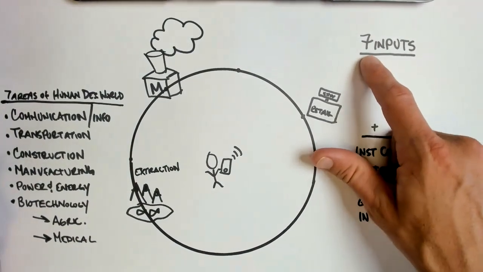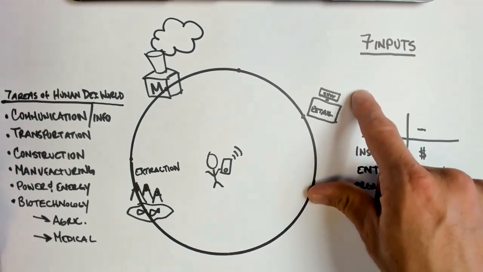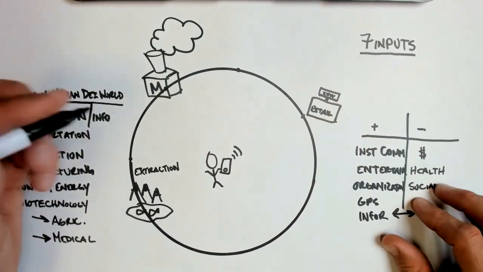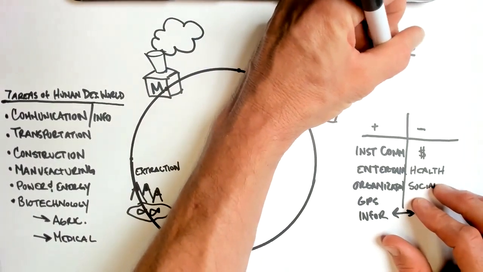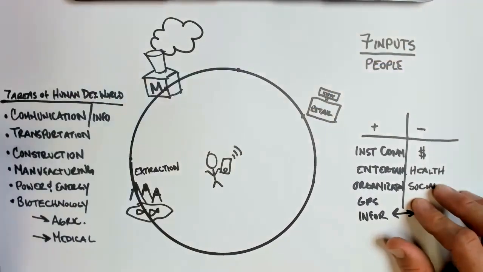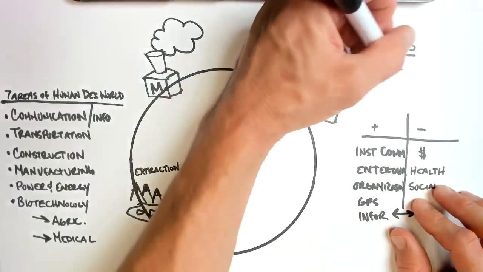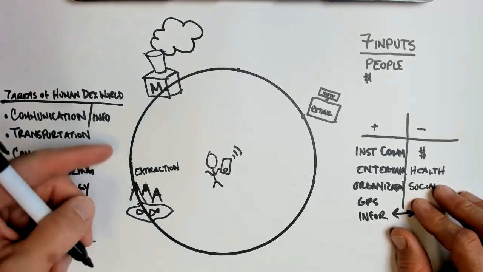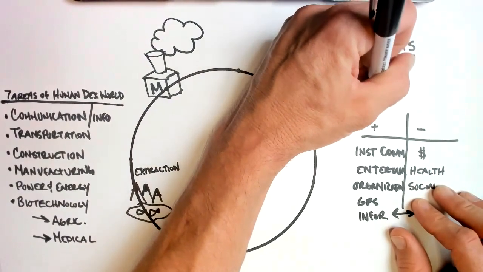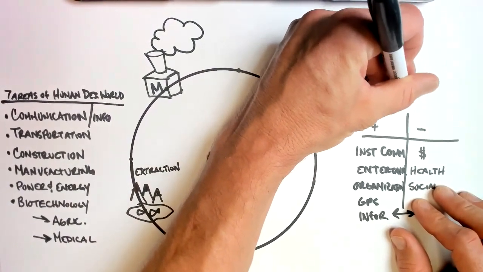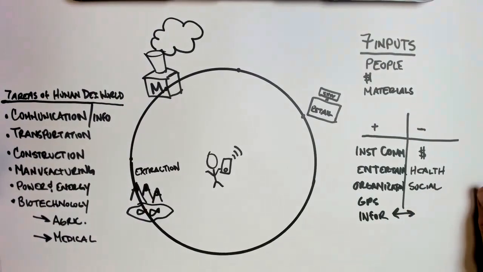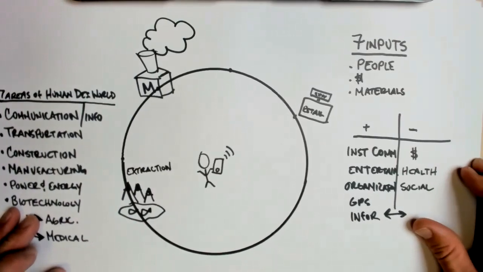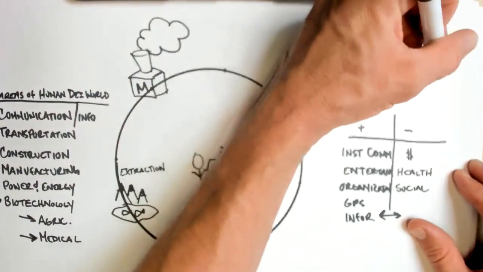But the inputs are the 7 categories of things that could be utilized, that will be necessary to produce a technology. So we know one of those is going to be people. Can you guess what some of the other ones are? That's right, capital or money. We know that materials are going to be something. We know that, so 1, 2, 3. We know that tools and machines are going to be necessary to process these materials.